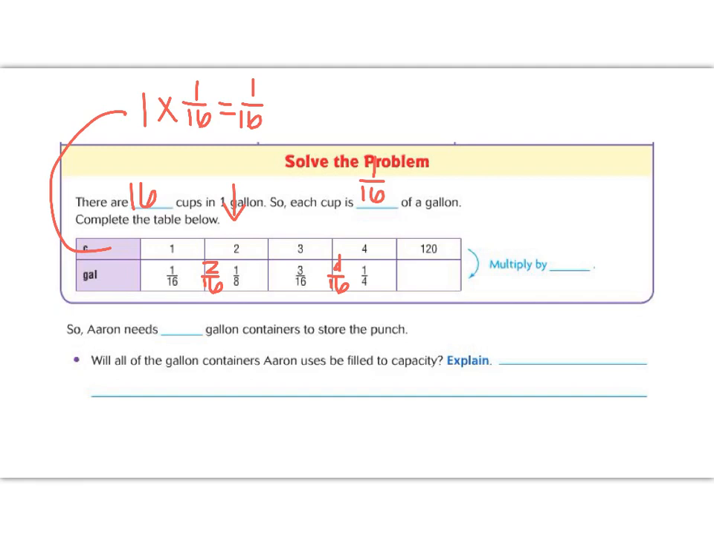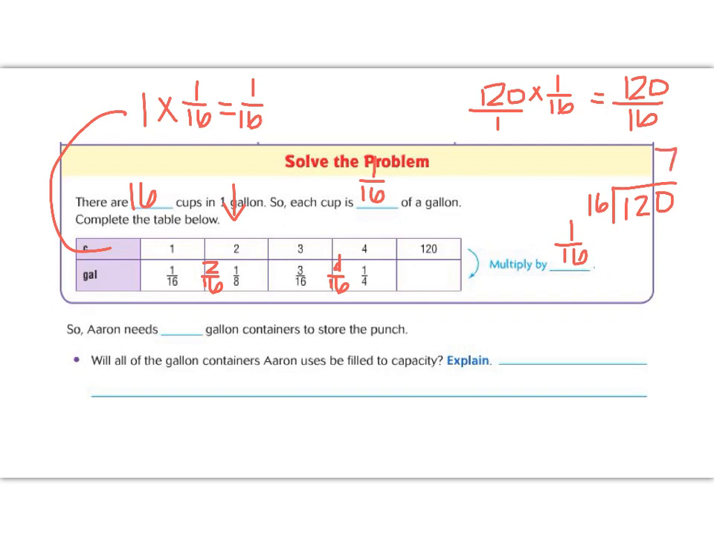So in order to figure out 120, we would need to multiply by 1/16. If we have 120 times 1/16, remember that 120 has an invisible 1 underneath it. So this would be 120/16, but that's not in simplest form. So let's divide to put it in simplest form. 120 divided by 16. Well, 16 doesn't go into 1, and it doesn't go into 12, but it does go into 120. It goes in 7 times.